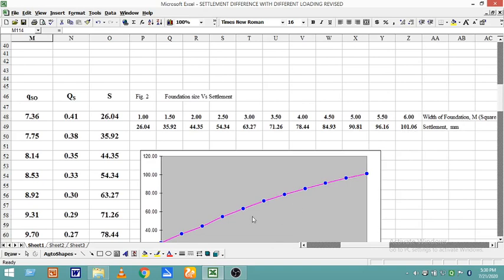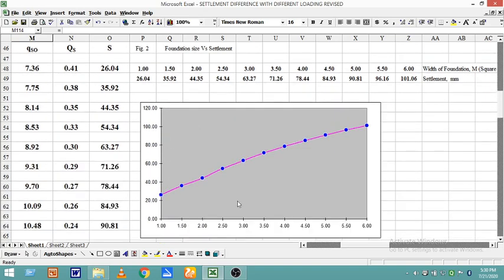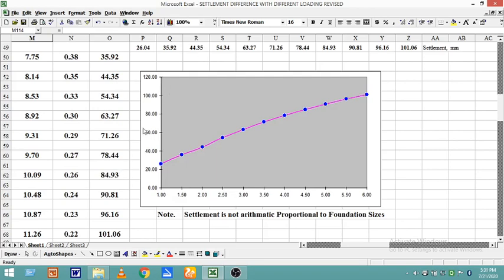101.06. So you see this is the curve, this is the settlement and this is the foundation size. Yes, it is increasing with foundation size, but it is not directly proportional. Many books say settlement is arithmetically proportional to foundation size. Yes, it is proportional in the case of pre-consolidated clay, but for normally consolidated clay it is not, because you see the scales.